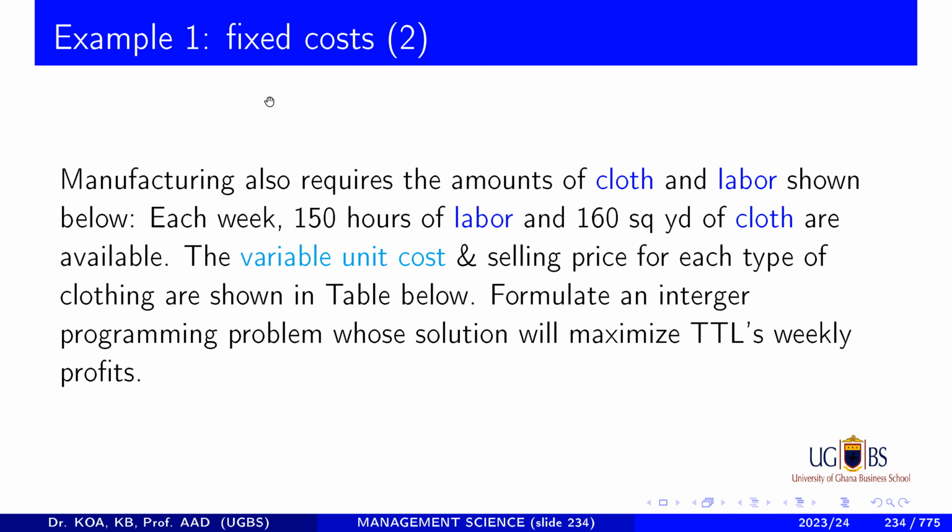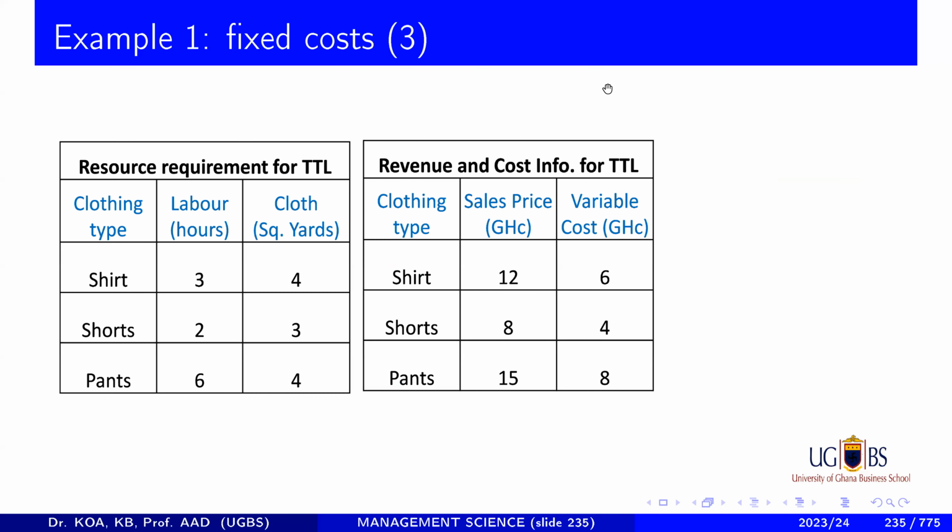Good. So you have the data here. Please mute yourself. You have the data here, and the data is made up of labor costs, labor hours, cloth yards, then the type of clothing. You have the sales price, the variable costs, and all of that.